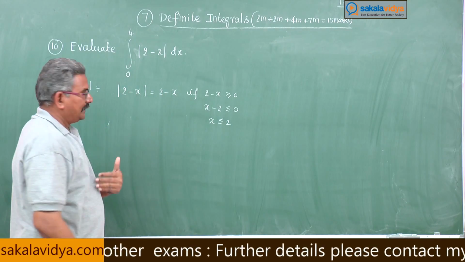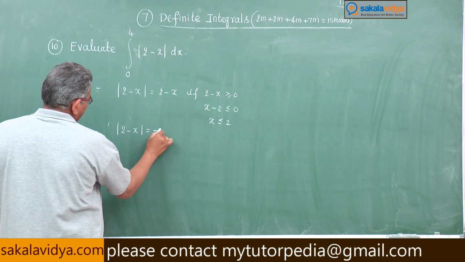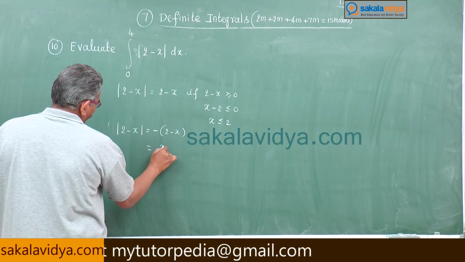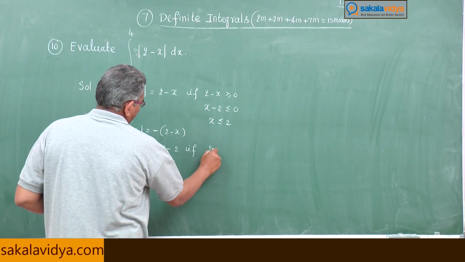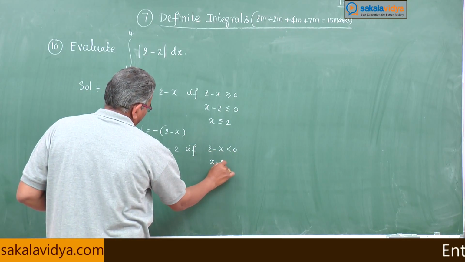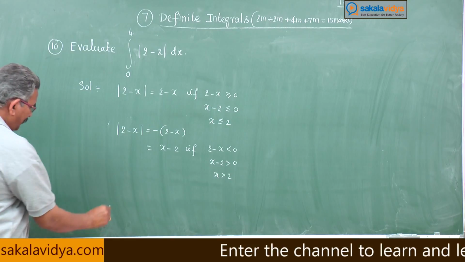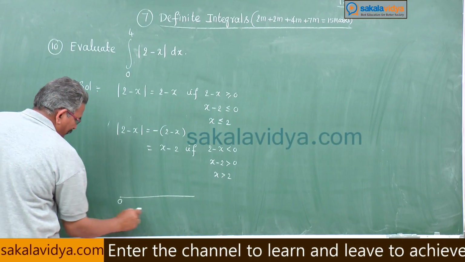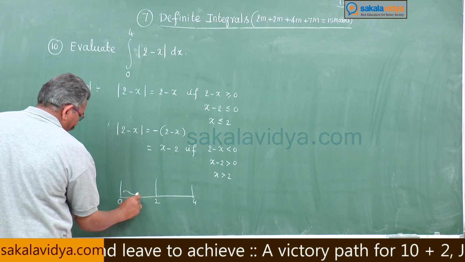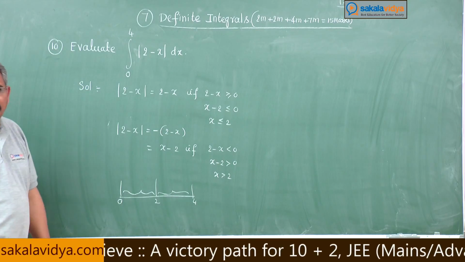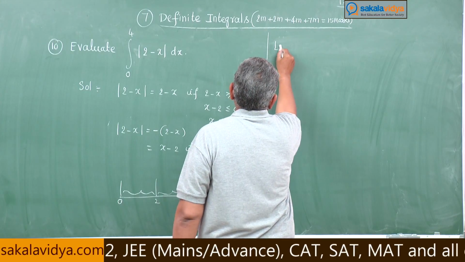For x less than 2 we have one interval. The mod of 2 minus x becomes minus of 2 minus x, which is equal to x minus 2, provided 2 minus x is less than 0. That means x minus 2 greater than 0, x greater than 2. Now, take 0 to 4. We have to break the interval like this, 0 to 2 and 2 to 4.